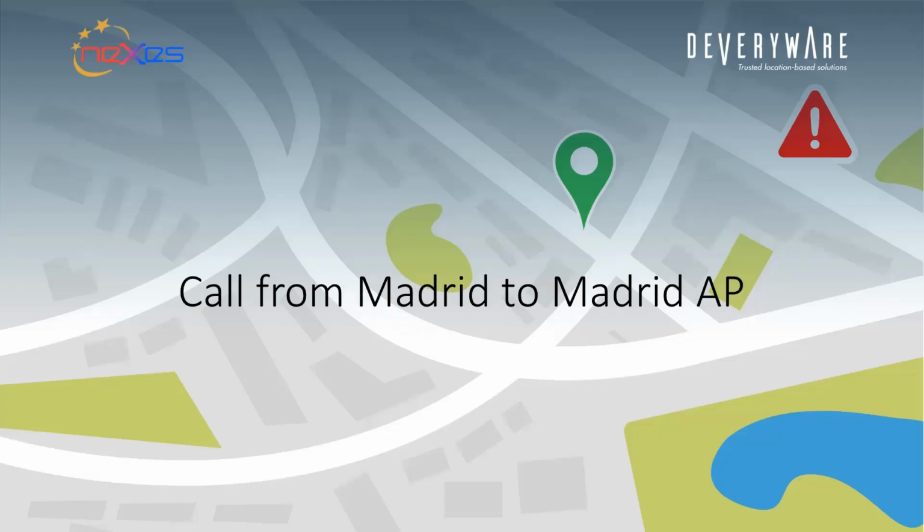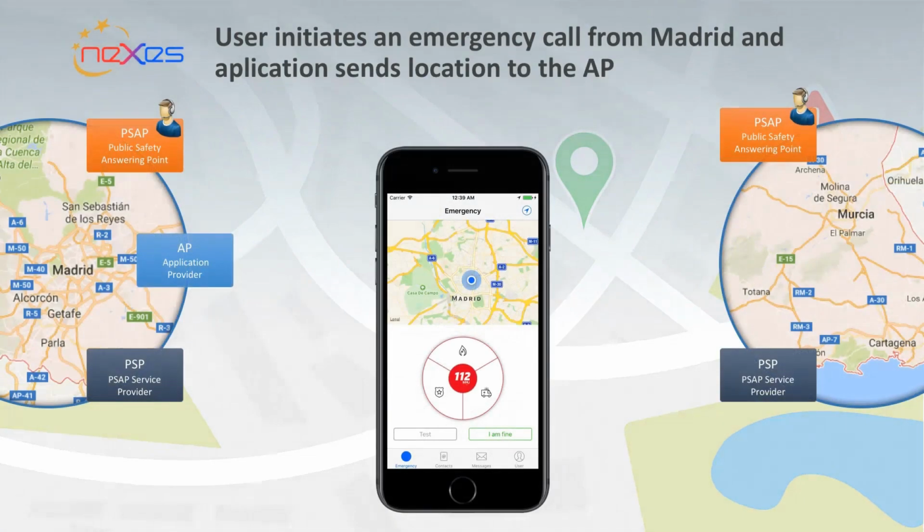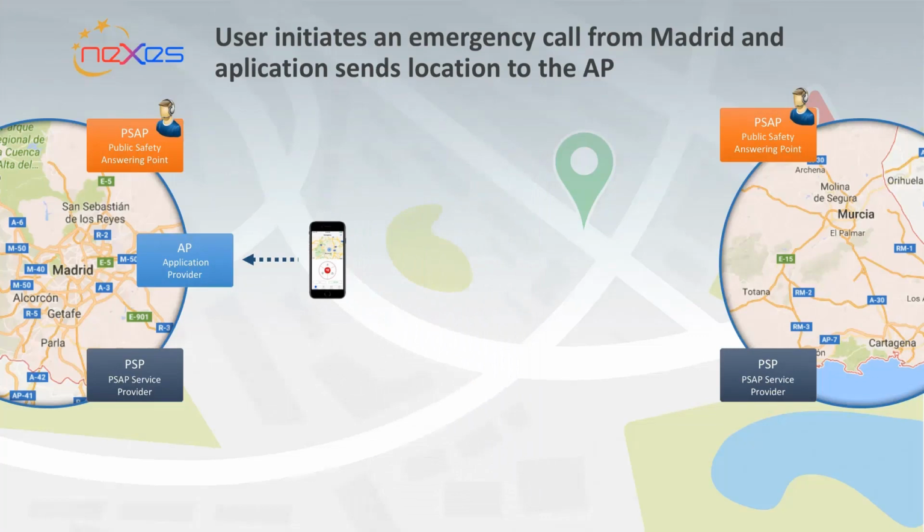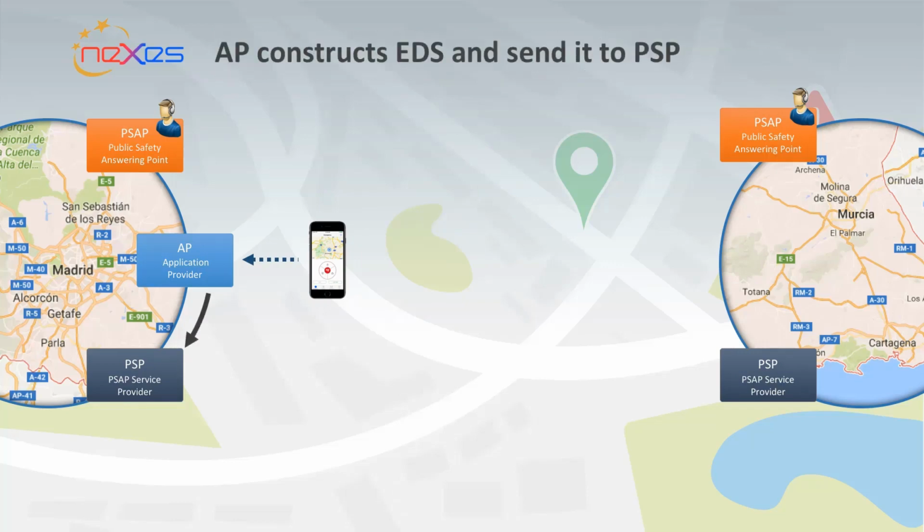In this demonstration, the user lives in Madrid and their application provider is also based in Madrid. So when the user makes a 112 call, the application sends the location and a call indicator to the AP based in Madrid. As before, the AP constructs the EDS with the location, AP information, and caller information reference and sends it to the Madrid PSP.